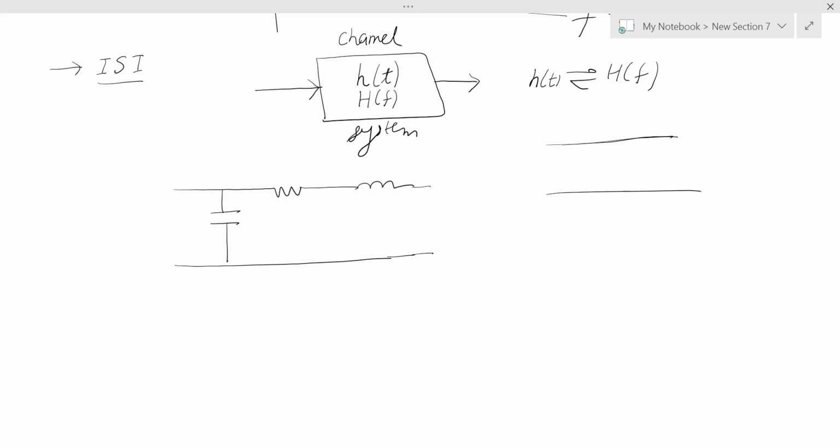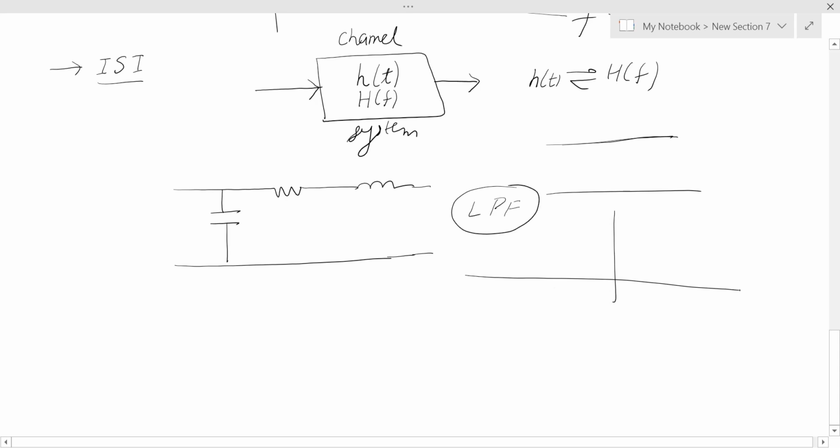Now, what is this equivalent in terms of filters? You have a parallel capacitor and a series inductor. So low frequencies get easily transmitted over this particular pair of transmission line, but high frequencies will not get through. So it is sort of a low pass filter, and the channel characteristic can be represented like this. It will not transmit higher frequencies. Similarly, a wireless channel also has a similar transfer function. Every channel passes only particular frequencies.